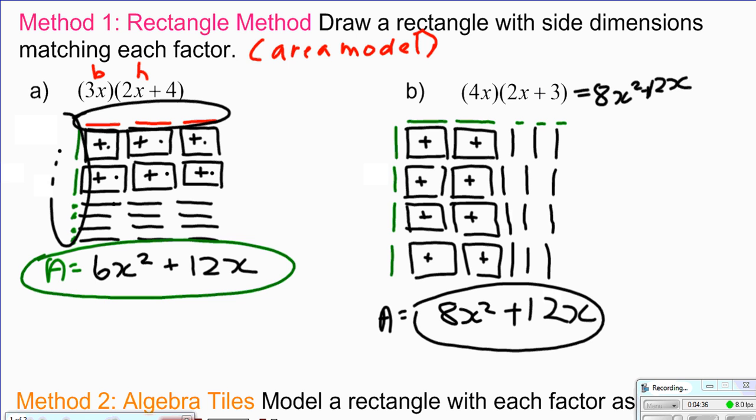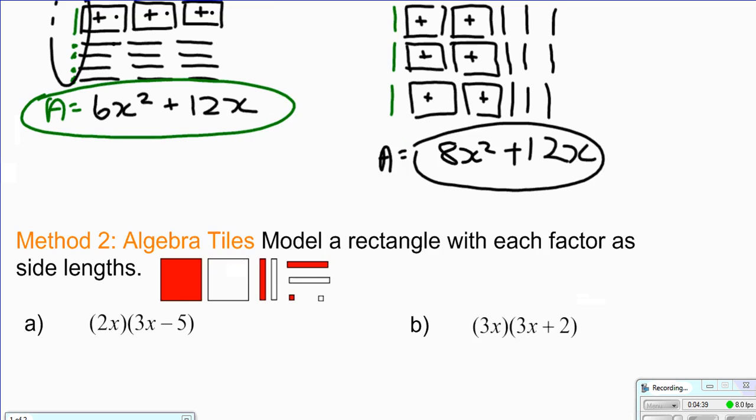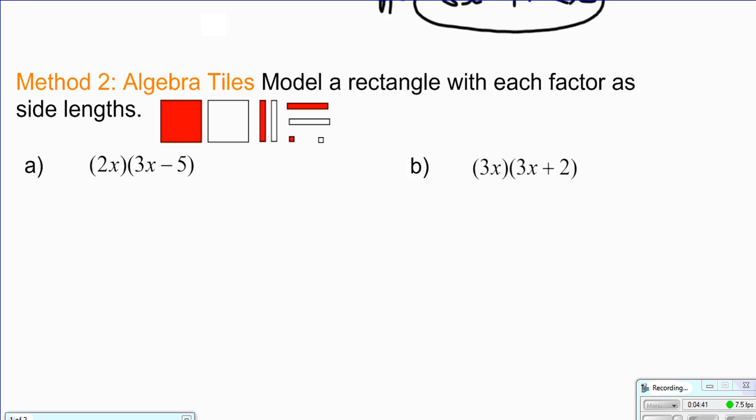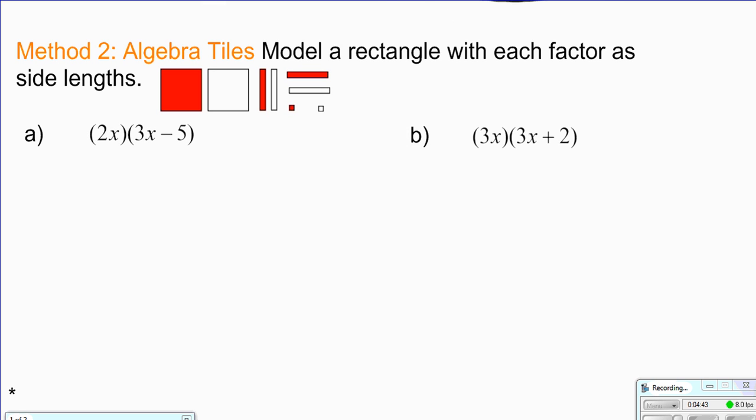Okay. With the tile method, it's the same kind of thing, but we can build them with tiles and see what we get. You should have something similar to this built. Notice that the 5 ones are negative. Sometimes when you have negative integers in your binomial or in your monomial, it's easier to use tiles to help show the different colors.